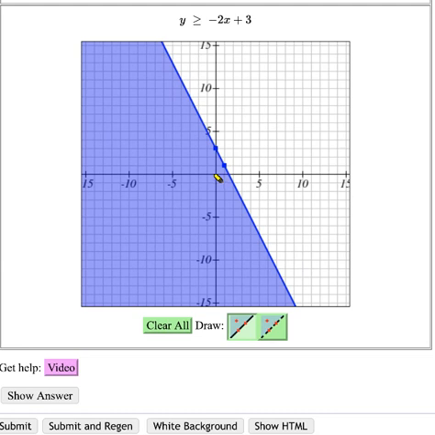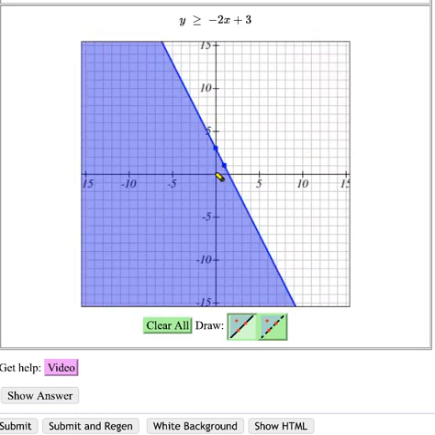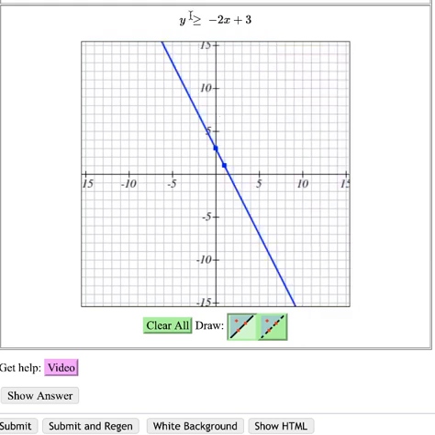And you plug x is 0 and y is 0 up here to see if you get a true statement or not. So if x is 0, we get negative 2 times 0 is 0. 0 plus 3 is 3. So I have 3 on the right side. On the left side, I have y, but we're testing the origin, so y is 0 there. So this would be 0 is greater than or equal to 3. Well, that's a false statement.